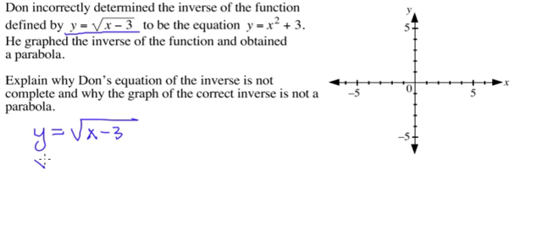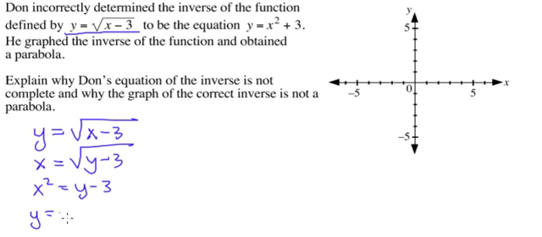We would have switched the positions of x and y. There we are. We would have squared both sides, and we would have added 3. So y equals x squared plus 3. That should be the equation of our inverse. That's exactly what Don got.